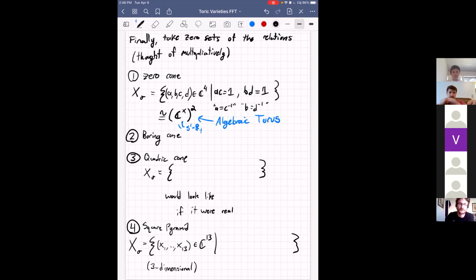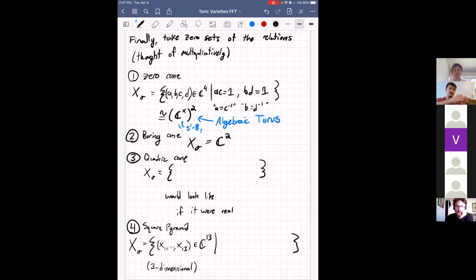So for our boring cone here, X sigma is just a name for the toric variety. So this is a toric variety because we made it with this construction. There were no relations. There's nothing to take the zero set of. We just get C2. And that's boring. But it's nice to have C2 and see that we can recover the whole complex 2-space with this construction.